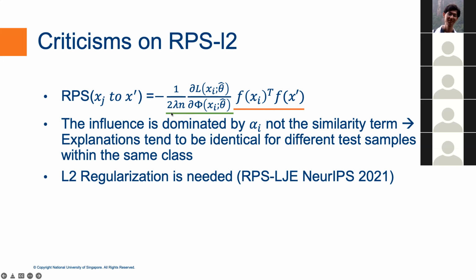So the idea is that the green part will be larger than the orange part. And this green part does not involve X prime, which is the testing data. And X_i is also the training data, right? Oh yeah, X_i is also the training data. If we change X prime, the testing data, this term will be changed. But because alpha_i is too large, the change in the similarity is not very obvious if we look at the influence value.